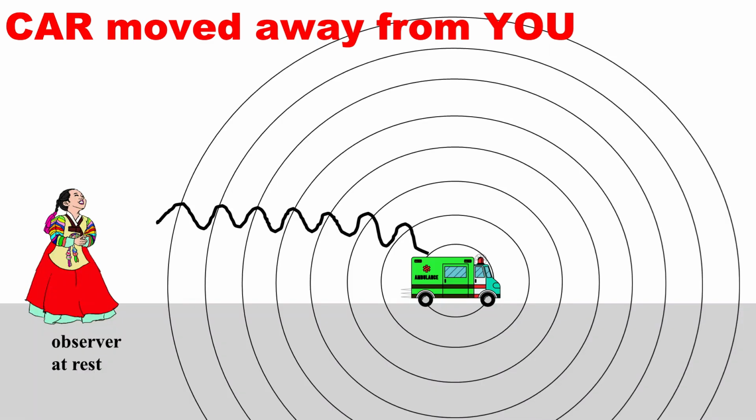Now the car moves away from you. The ambulance with the siren moves away from you. When it goes away, the wavelength of the siren gets longer. It becomes a longer wavelength.